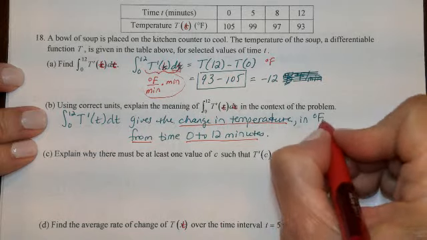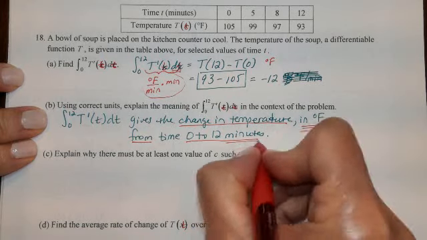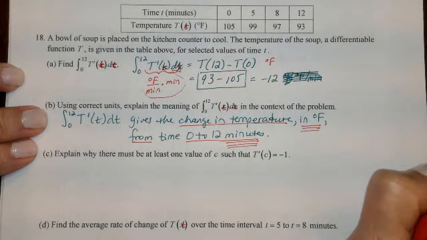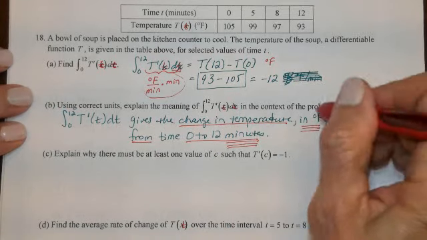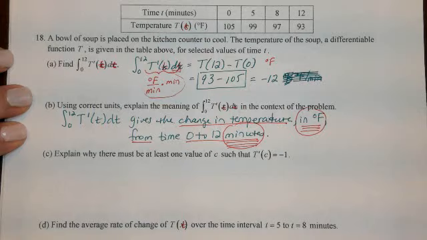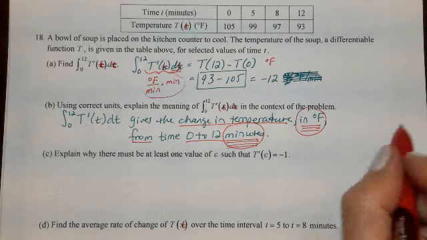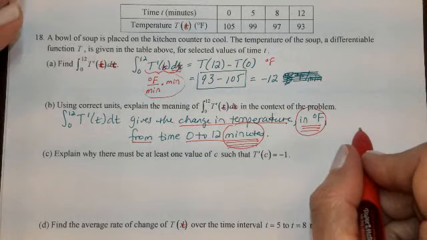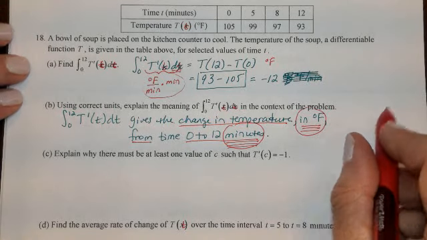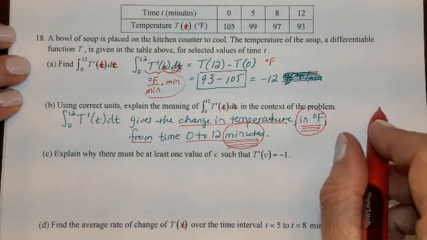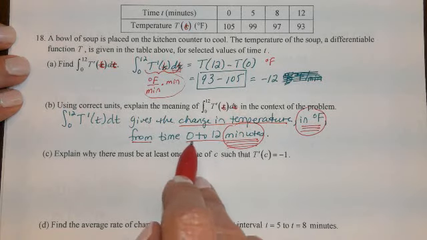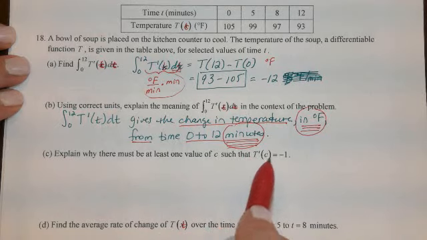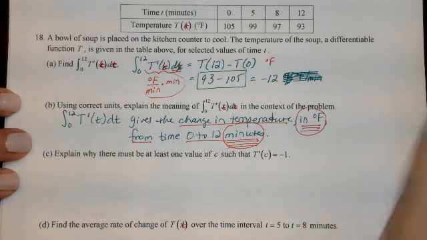What's often missed is this and minutes. That's often missed. Kids usually get the meaning part. They don't put the units part. And you need both sets of units here. A lot of times I'll see change in temperature from 0 to 12. Well, think about that. That doesn't mean much, does it? You're telling somebody it's the change in temperature in degrees Fahrenheit from time 0 to 12 minutes. Okay? All right.